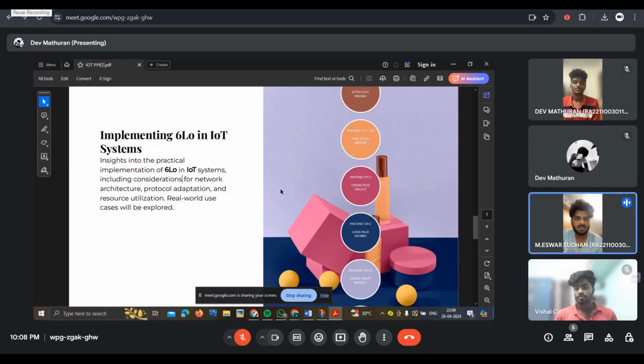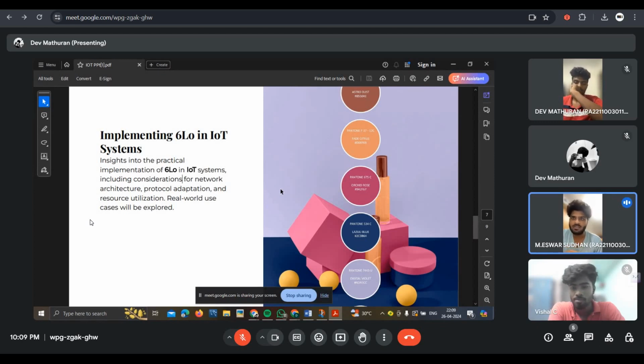From here onwards, I'm going to take the presentation on the implementation of 6LO in IoT systems. In that, there are 5 types. Before that, I'm going to tell about the implementation of 6LoWPAN. IPv6 over low power wireless personal area network in IoT systems involves adapting the IPv6 internet protocol to accommodate the low power and resource constraints of IoT devices. Here, a brief overview of the 5 points. What are the 5 points?